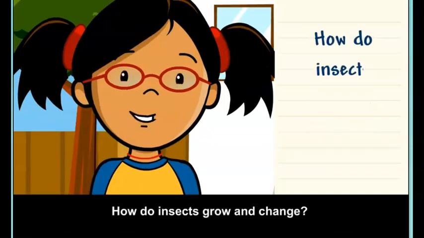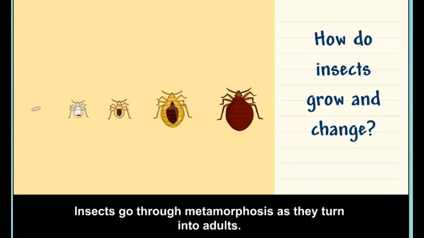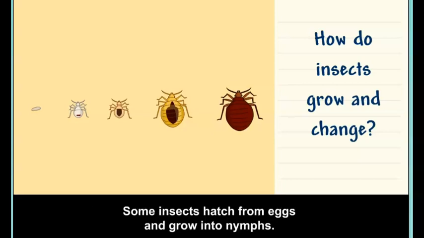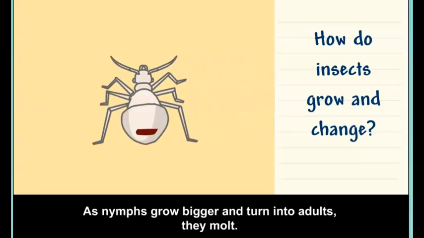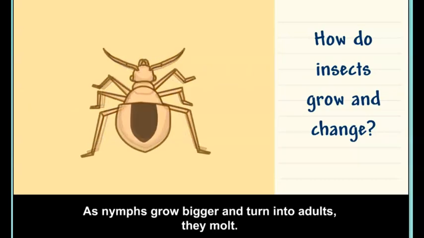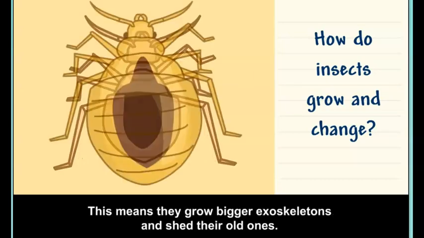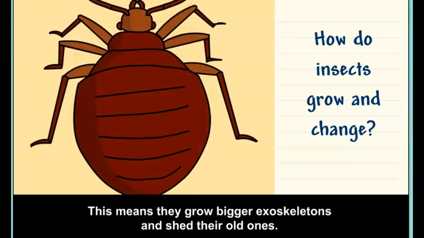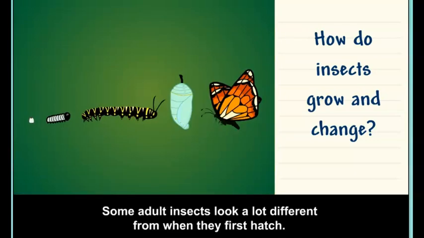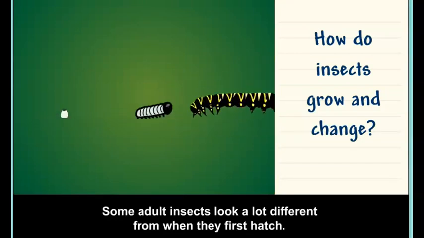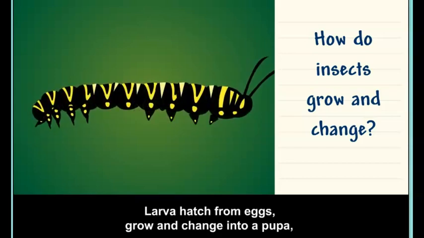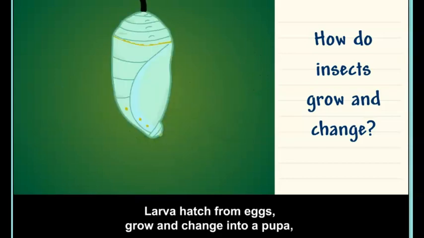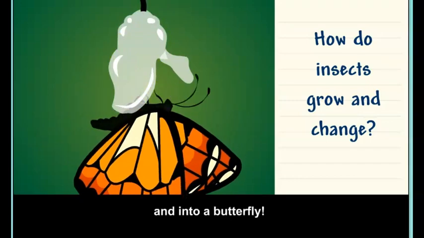How do insects grow and change? Insects go through metamorphosis as they turn into adults. Some insects hatch from eggs and grow into nymphs. As nymphs grow bigger and turn into adults, they molt. This means they grow bigger exoskeletons and shed their old ones. Some adult insects look a lot different from when they first hatch. Larvae hatch from eggs, grow and change into a pupa, and into a butterfly.